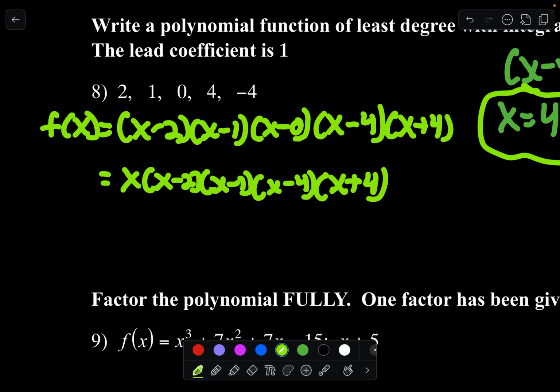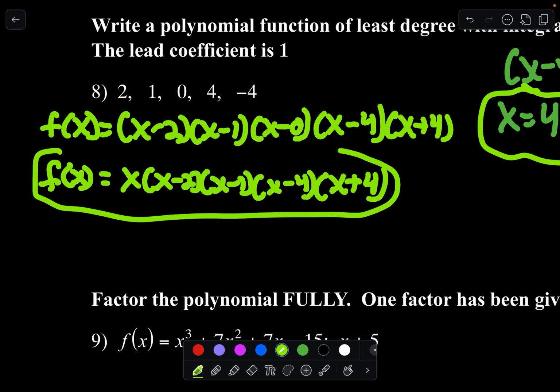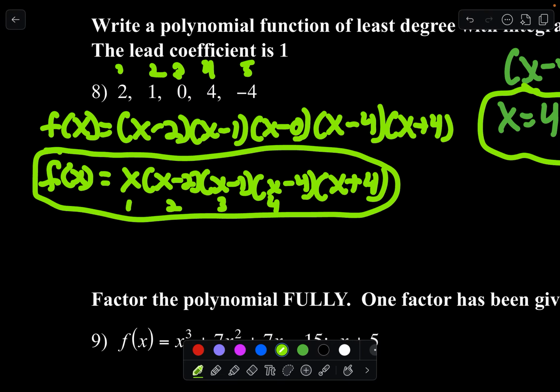And that's how easy this is. Easy like Sunday morning. So, now, that incorporates all the zeros. And notice there's 1, 2, 3, 4, 5. We got 1, 2, 3, 4, 5 factors. So it's a 5th degree polynomial.